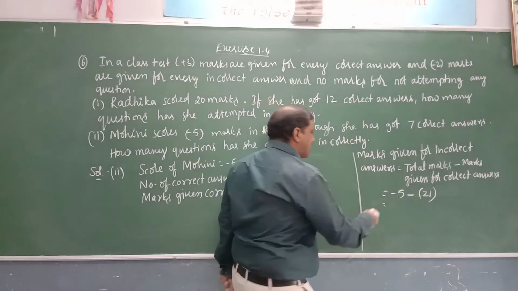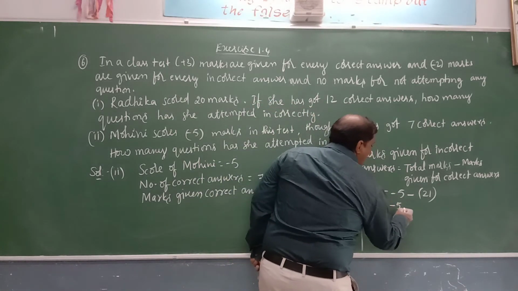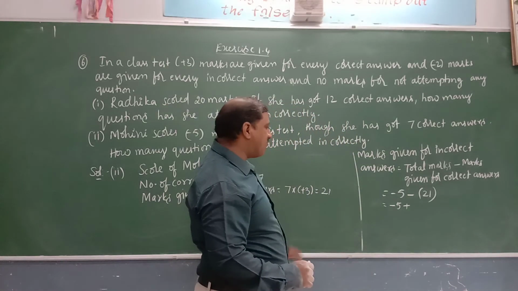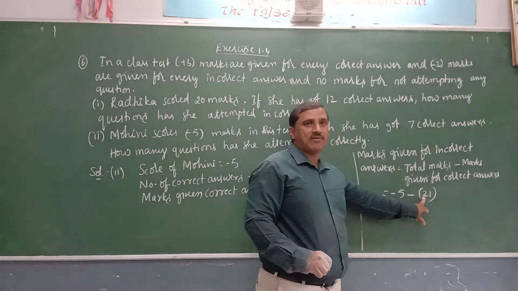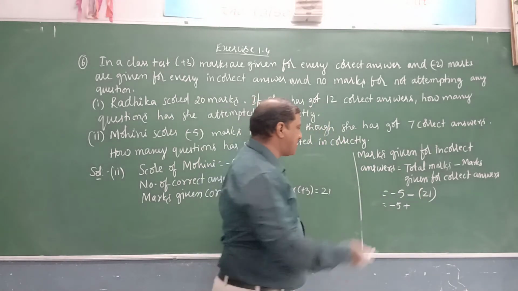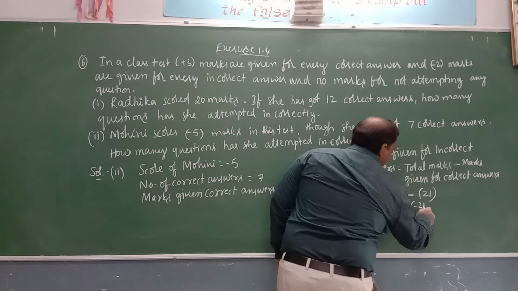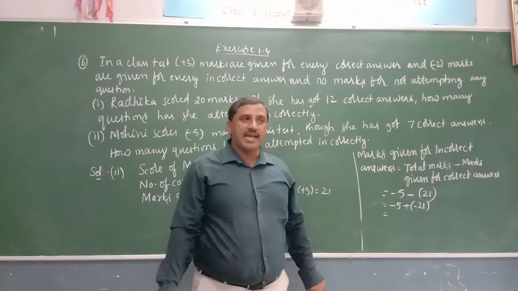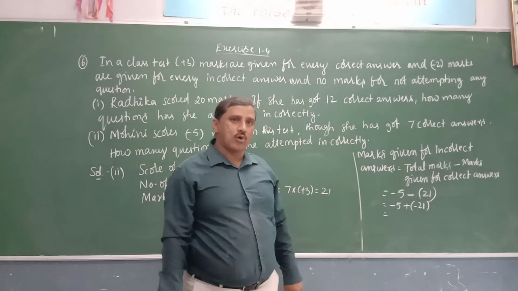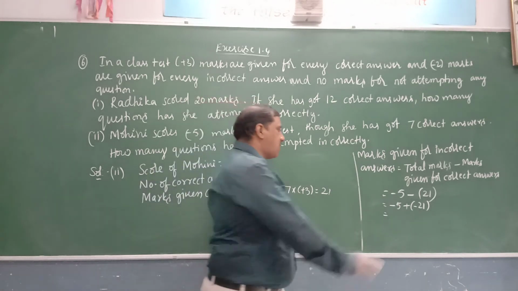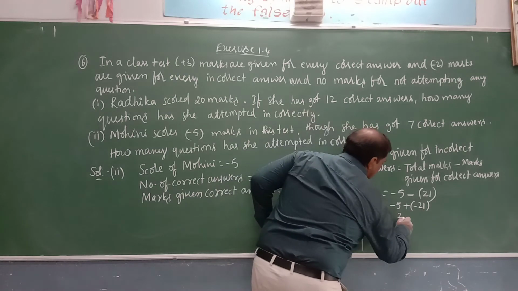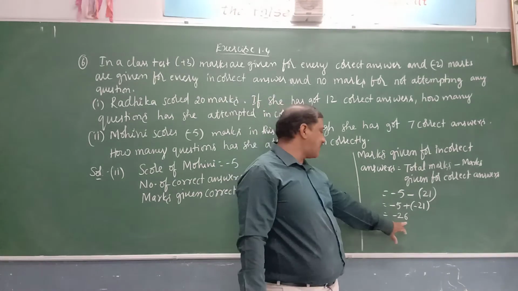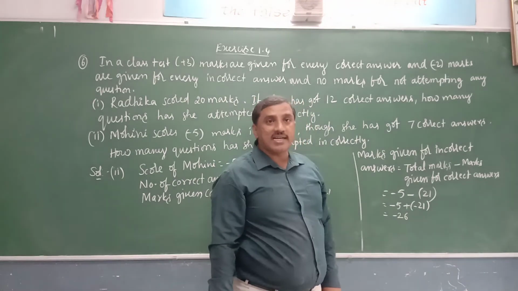So how to subtract integers? Add the additive inverse of the second number. What is the additive inverse of plus 21? It is minus 21. Now we are adding two negative integers. How to add two negative integers? Ignore the sign, add the two numbers as whole numbers and keep the common sign. 5 plus 21 is 26, and keep the common sign, it is minus 26. Minus 26 marks she got for incorrect answers.